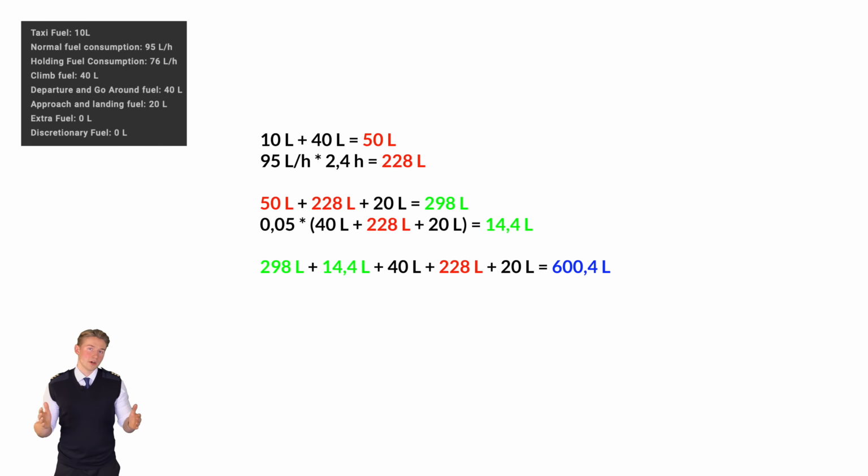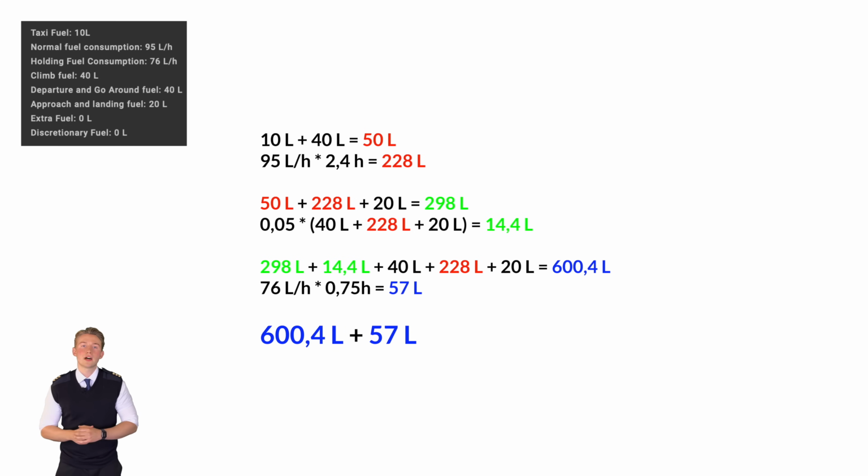Now regulation-wise, you also have to have a final reserve fuel. The trick here is the question gives you the fuel figures for holding, but what is the regulatory minimum for a multi-engine piston airplane? 30 minutes or 45 minutes? Correct, it's 45 minutes at holding speed. So 76 liters per hour times 0.75, which is 3/4, gives you 57 liters. So to sum it all up, we end up with 657 liters.